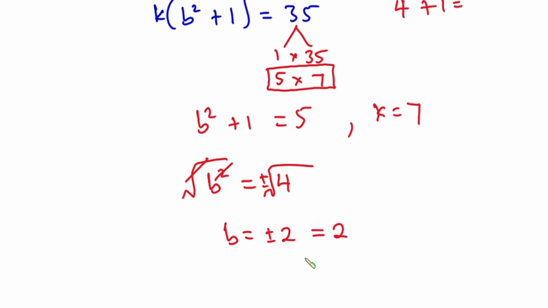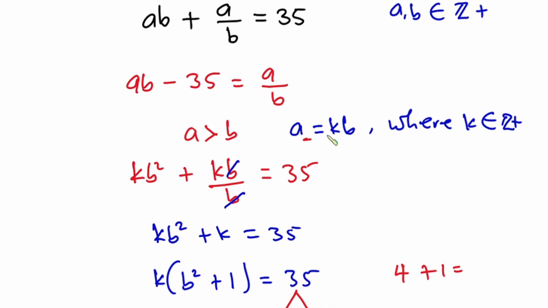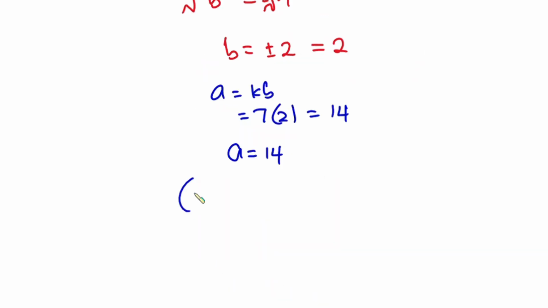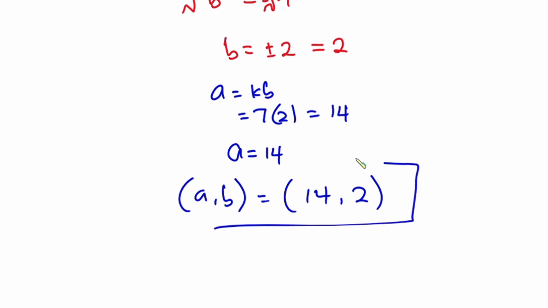Now since we know the value of b and then we know the value of k, we can easily find the value of a from this equation. So we have a is equal to kb. We know the value of k to be 7 and then the value of b to be 2. This is equal to 14, therefore a is equal to 14. So the values of a and b turn out to be 14 and then 2. So this is our final answer.